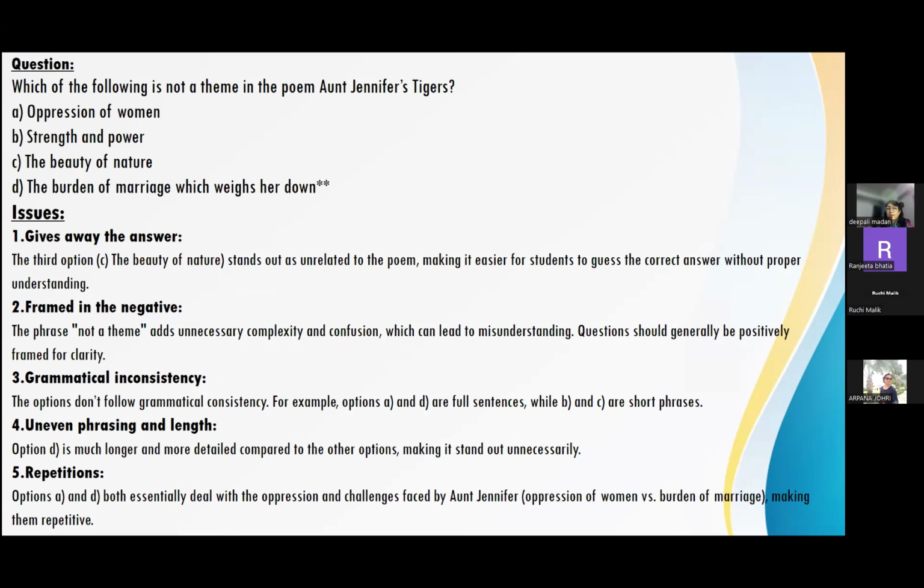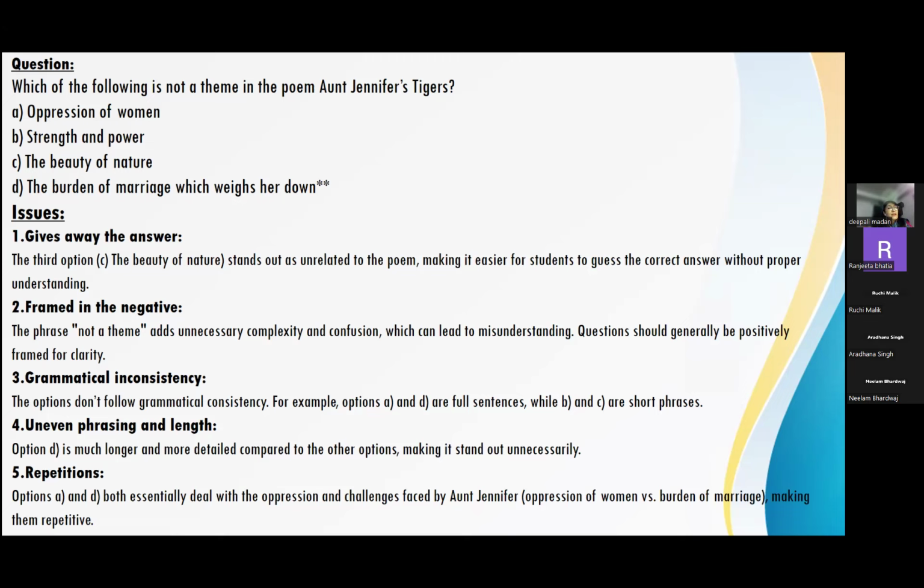Anybody from the audience? Though it's mentioned in the slide as well, but yes, if anybody has anything to say about the question. Ma'am, negatives. Negatives, one is negatives are there, and it asks us to avoid. The answer distractor is too long. The answer distractor is too long, yes.